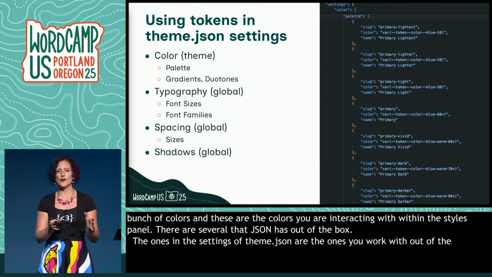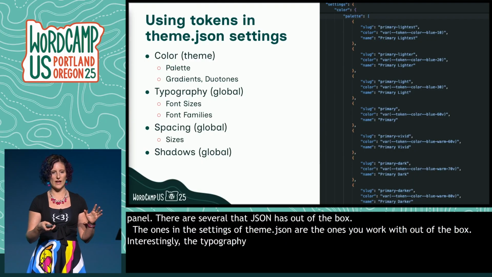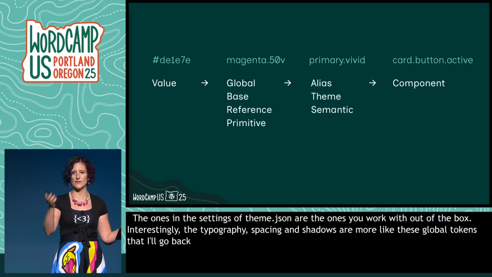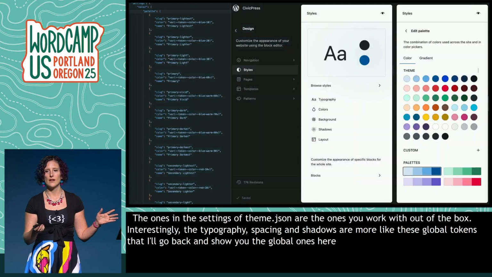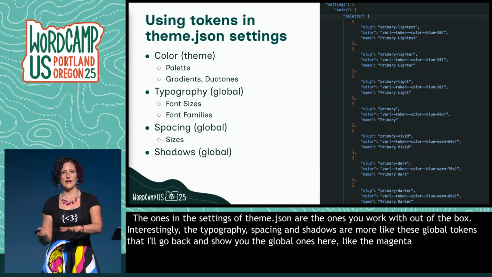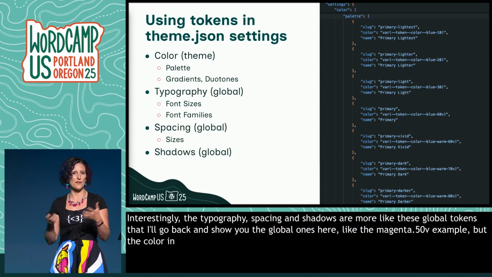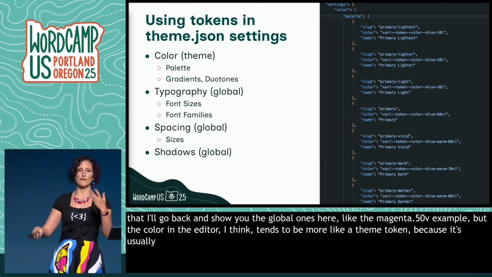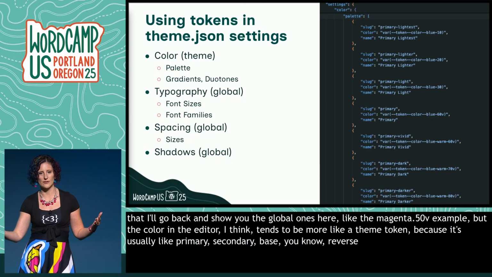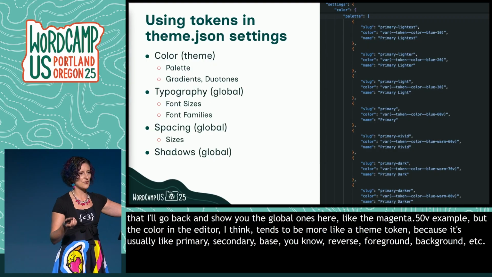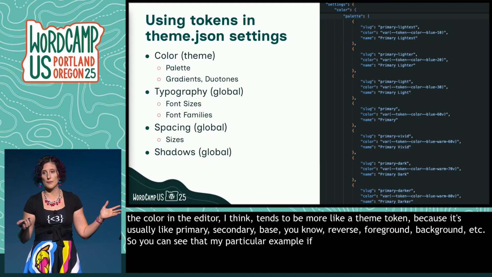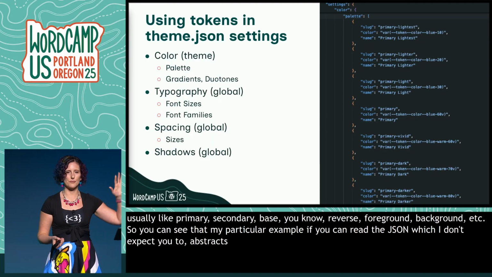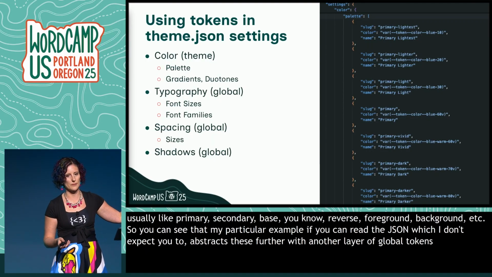Interestingly, the typography, spacing, and shadows are more like these global tokens, like the magenta 50V example. But the color in the editor, I think, tends to be more like a theme token because it's usually primary, secondary, base, reverse, foreground, background, etc. So you can see that my particular example, if you can read the JSON, which I don't expect you to, abstracts these further with another layer of global tokens. I didn't put my hex values in there. I put another set of variables in there.